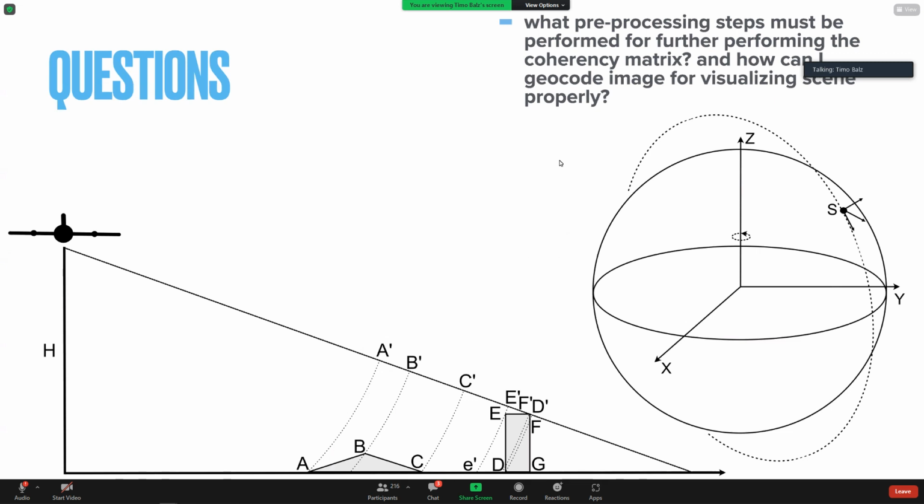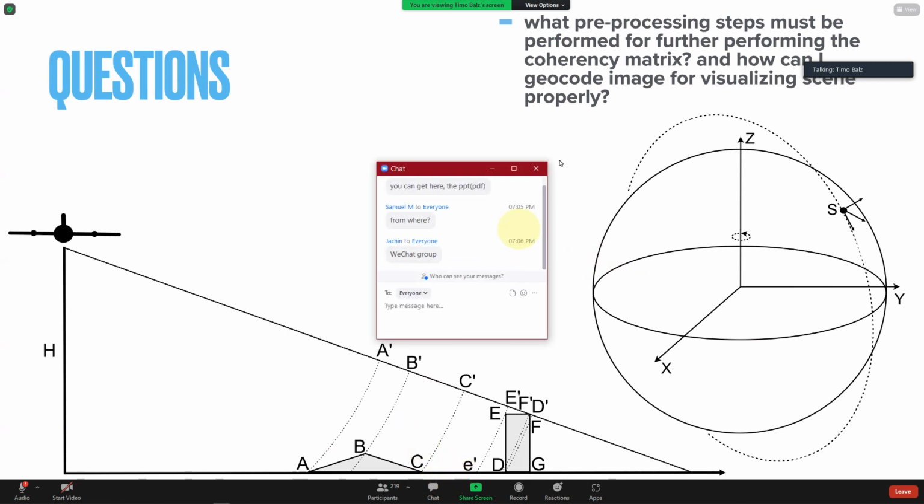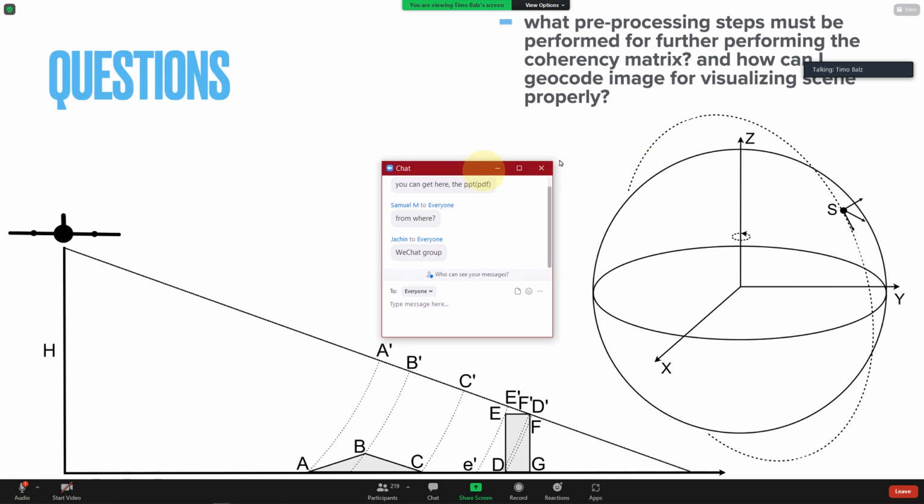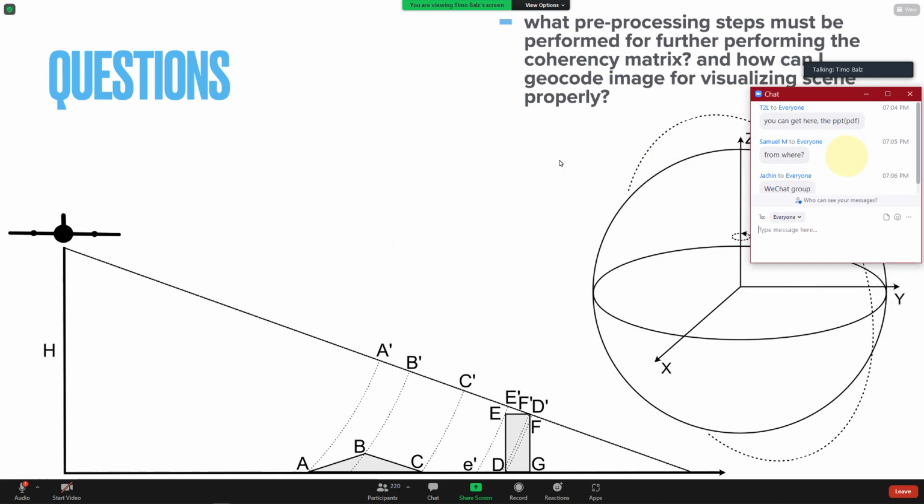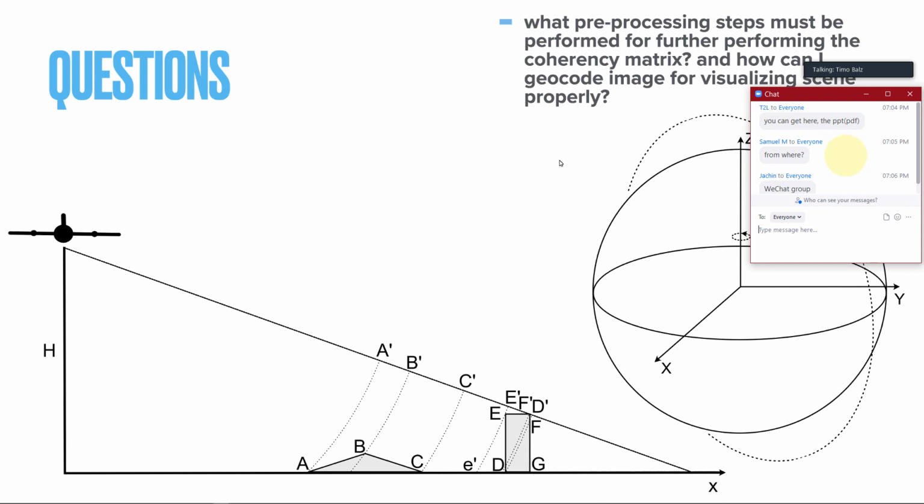What pre-processing step must be performed for further performing the coherency matrix? And how can I geocode the image for visualizing the scene properly? Now, the coherency matrix, we will come to that at the very end of the lecture. It's a very advanced topic, so we maybe can talk about that then.